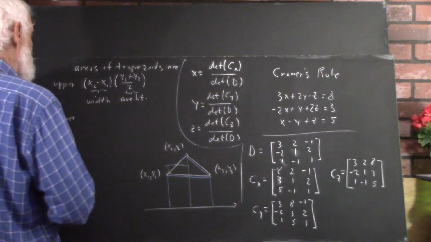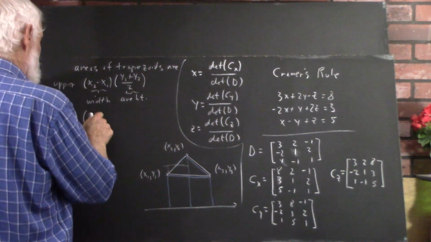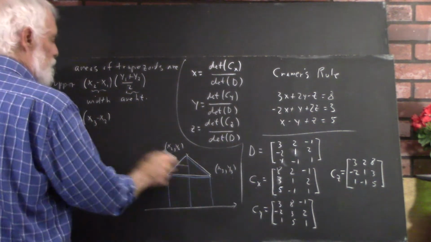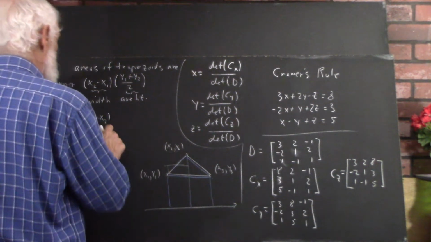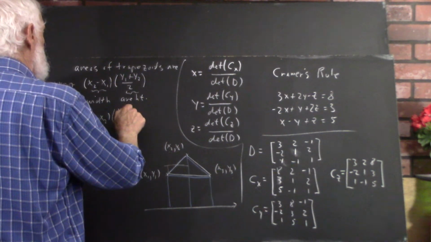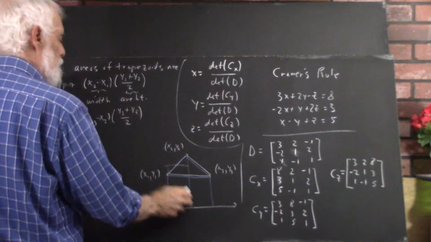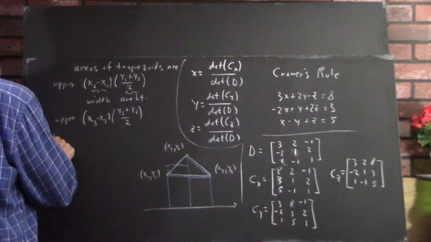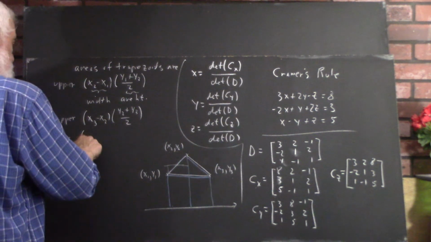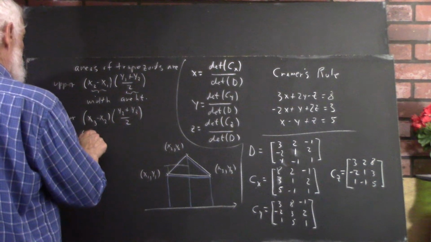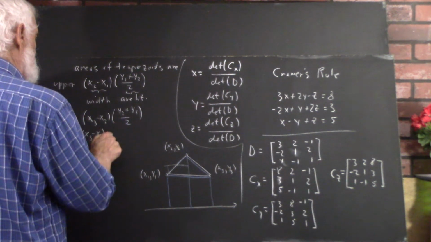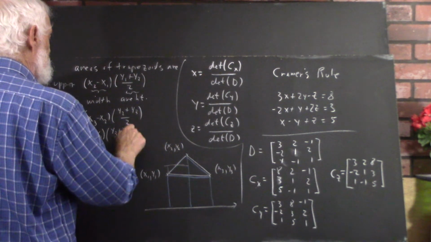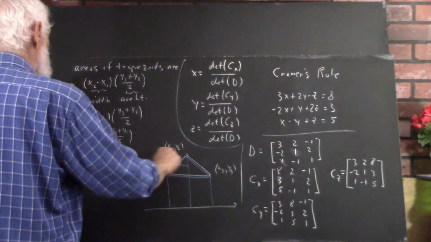The other upper, kind of fun to say that, other upper, okay, is x3 minus x2, because that's the width of this trapezoid, x3 minus x2, times (y2 plus y3) over 2, because you're averaging your y2 height and your y3 height. And then the lower, we can see, is x3 minus x1 times (y3 plus y1) over 2. Okay?